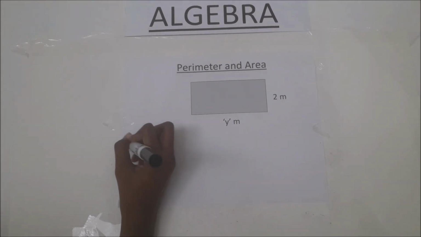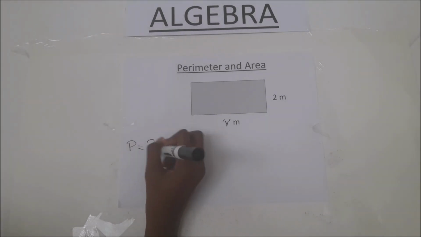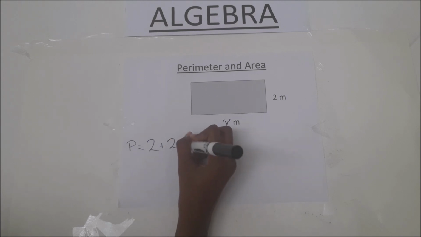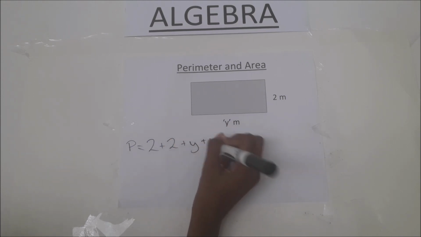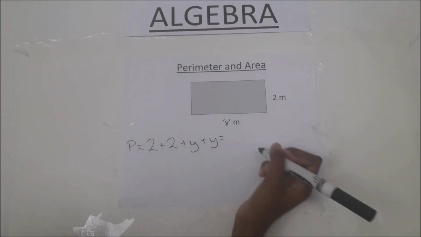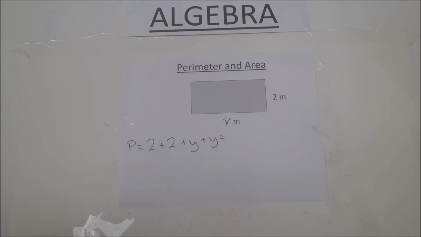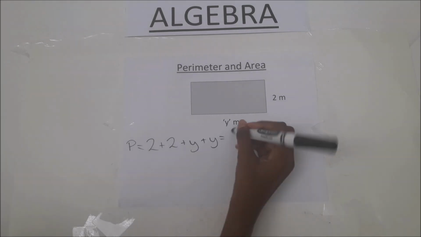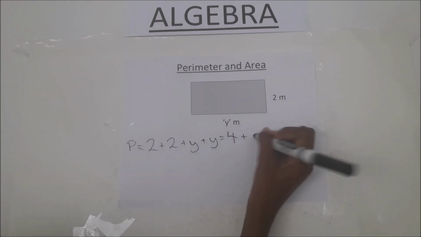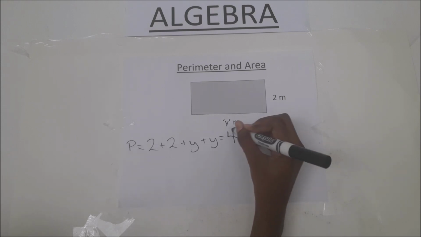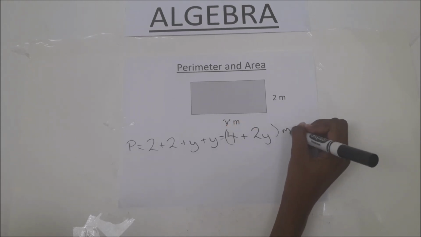Okay, Raphael, let's go back to the original problem where we had a tabletop that measures 2 meters by y meters. Let's work the perimeter again quickly. P is equal to 2 plus 2 plus y plus y. And to the back of it, put equal. And add your numbers. 2 plus 2 is 4. And y plus y is 2y. Put that in brackets and put meters. That's the perimeter. We already worked that at the front.